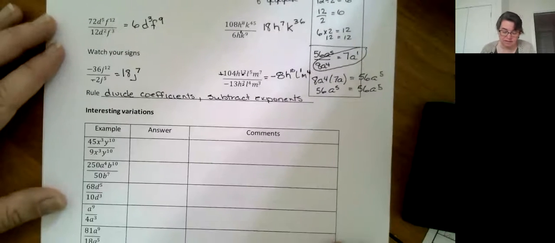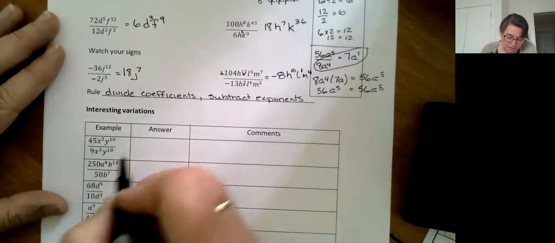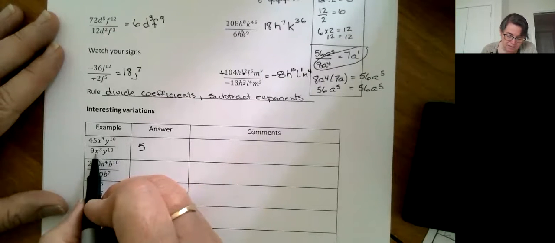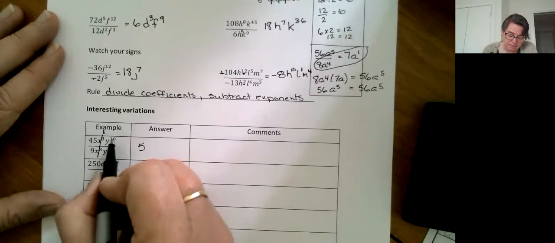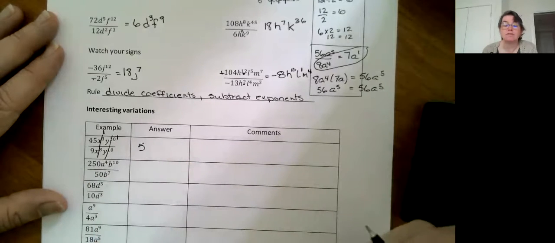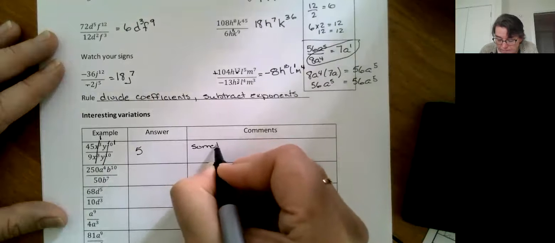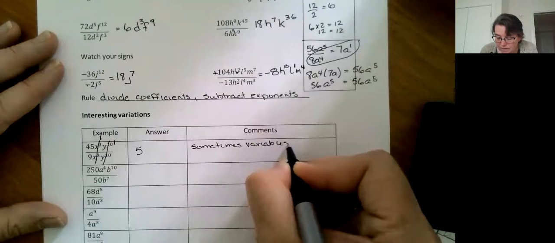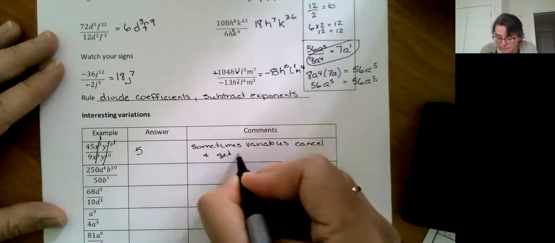All right, let's look at these variations here. 45 divided by 9. So my coefficients, that's going to give me 5. And then x^3 divided by x^3 is going to give me x^0, canceled. It's going to go to 1. And these y^10 cancel. So your answer is just 5. So sometimes variables cancel, and you get just a number.